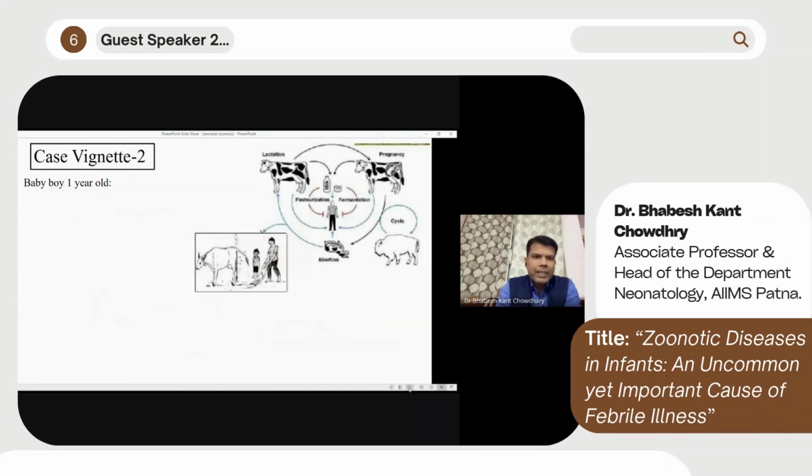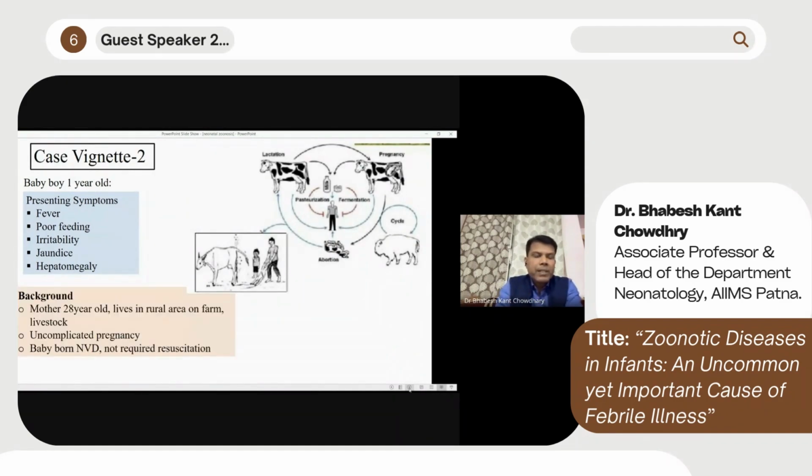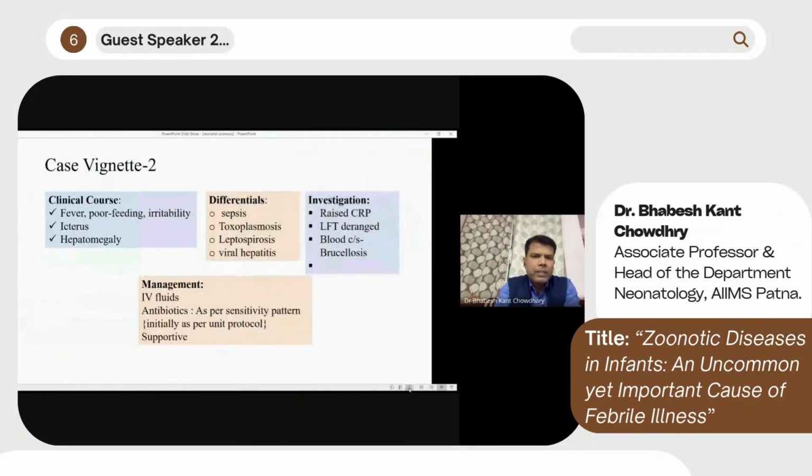So this is the second case. This 1-year-old baby presented with fever, poor feeding, irritability, jaundice, and hepatomegaly. On the history, the parents are farmers living in a rural area, the mother had an uncomplicated pregnancy, and the baby had a normal delivery with no problems before this disease. On examination, the baby had fever, poor feeding, irritability, icterus, and hepatosplenomegaly.